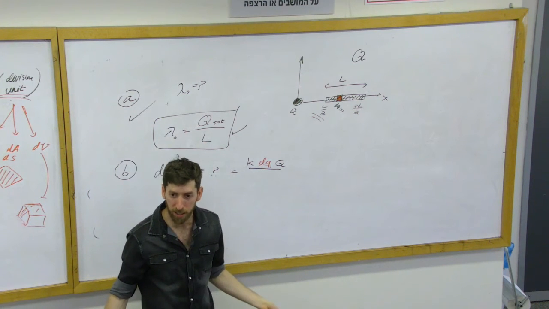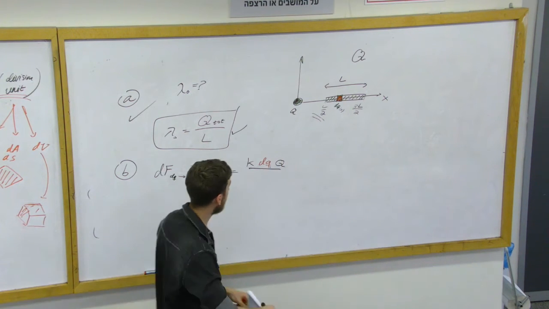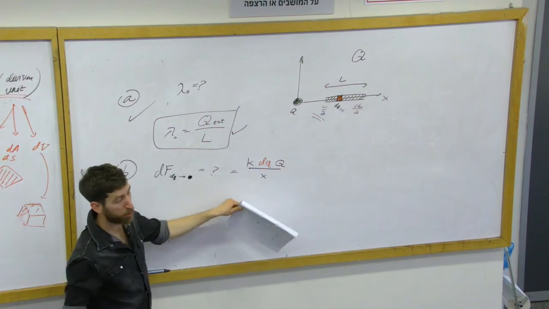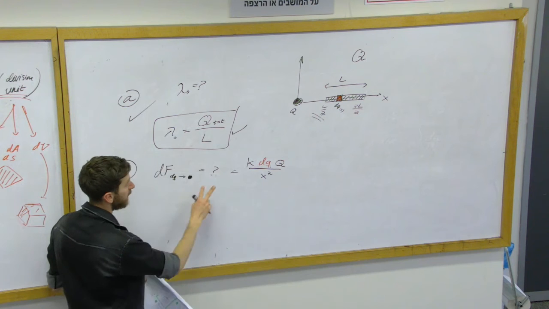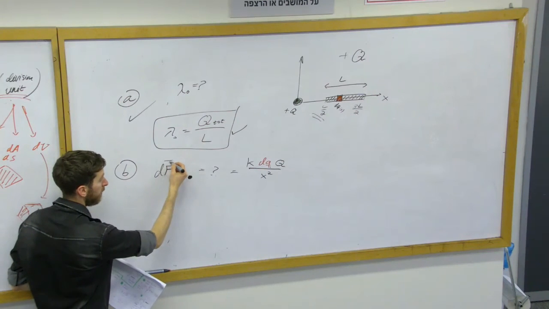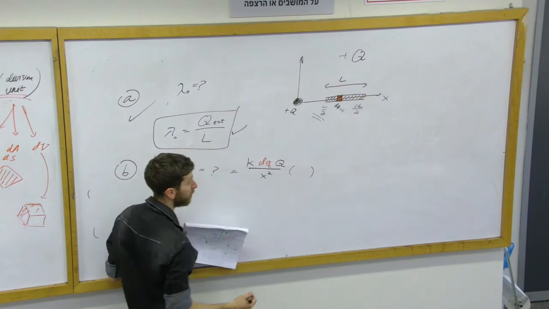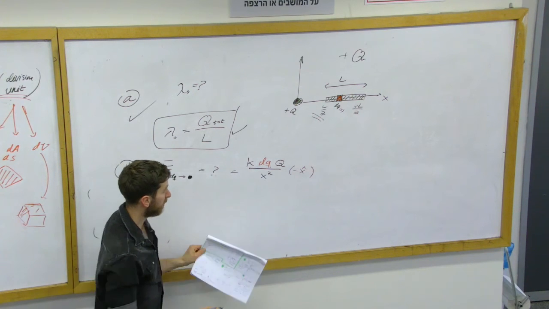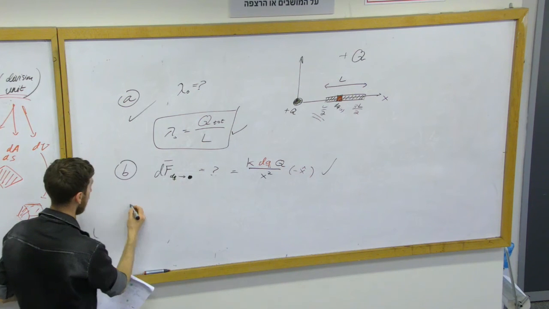If I'm here, this is the charge; if I'm here, this is the charge. It's uniform. So K dq Q, and the distance between them is x squared. Also, they have the same sign, so I also know the direction. It's going to push it left. Left, in math language, is negative x. So we found it. And now we're going to ask what section C is.